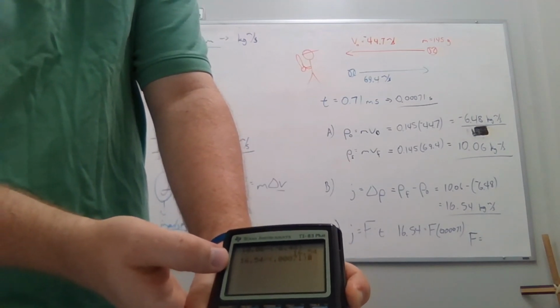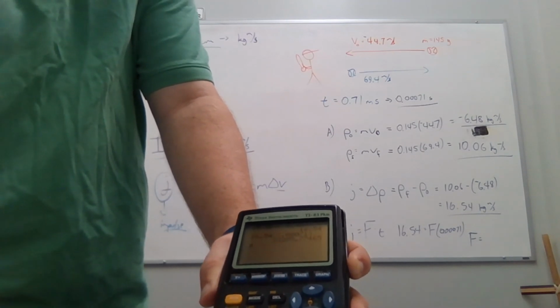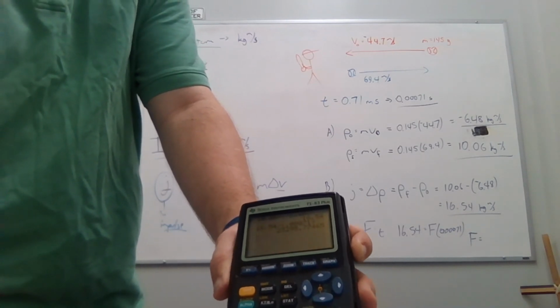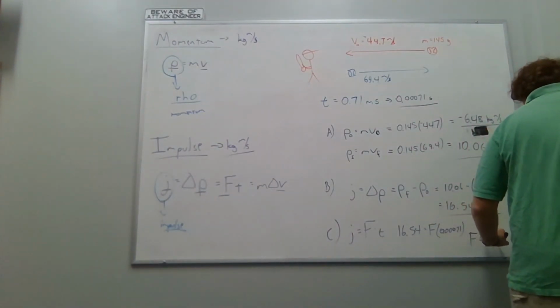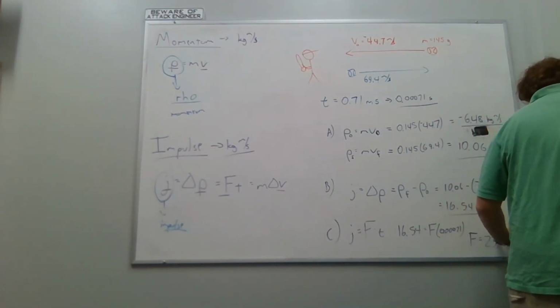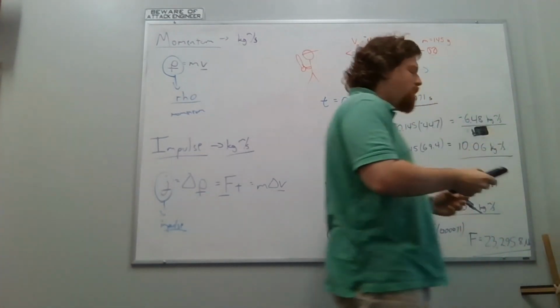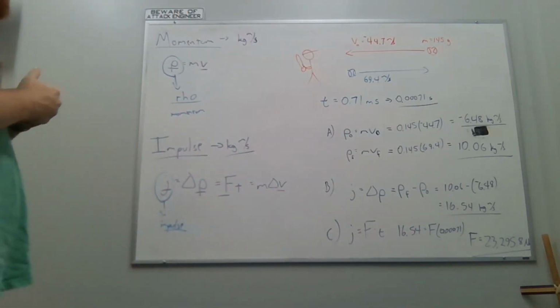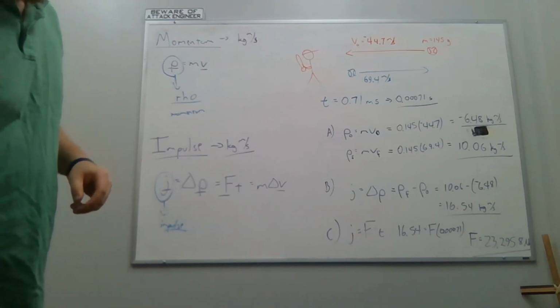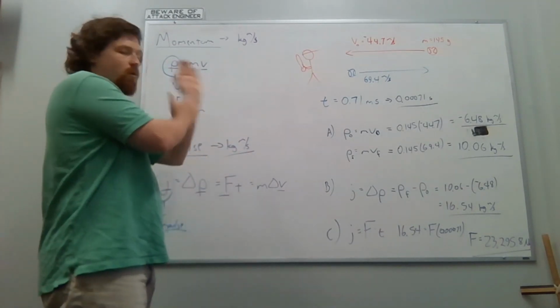So, here we have, that is our impulse. We are dividing by time, and that's going to tell us the force that Babe applied to this baseball is a grand total of 23,295.8 newtons. That is tremendous. That is a lot of force. So, momentum and impulse.